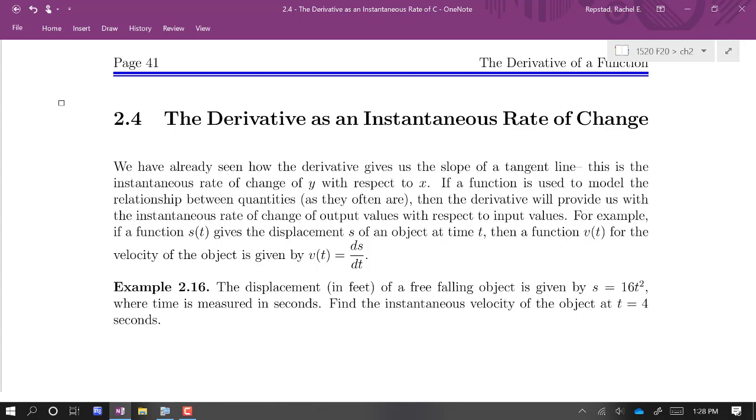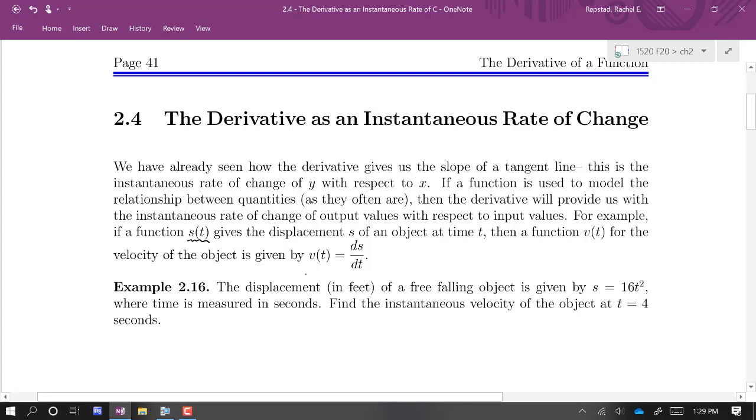So since the derivative is a rate of change, we can now maybe see how derivatives can be used in a lot of applications. If I have a function that tells me displacement over time, so if s of t gives displacement at time t, then the derivative of that will tell me the rate of change of displacement over time. And the rate of change of displacement is velocity.